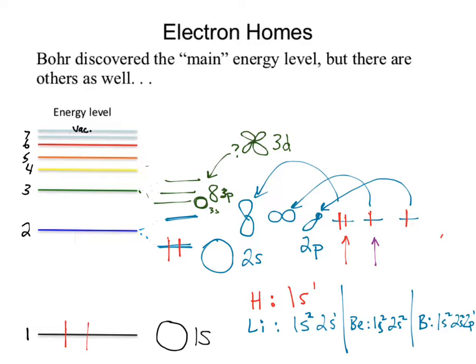A lot of different numbers. How many orientations were there for the P orbitals? 3. Each orbital could hold how many electrons? 2. How many columns do we have in the P block? 6. Divided by 2 gets us 3. How many columns in the D block? 10. Divided by 2 electrons per orbital gets me 5 orientations.